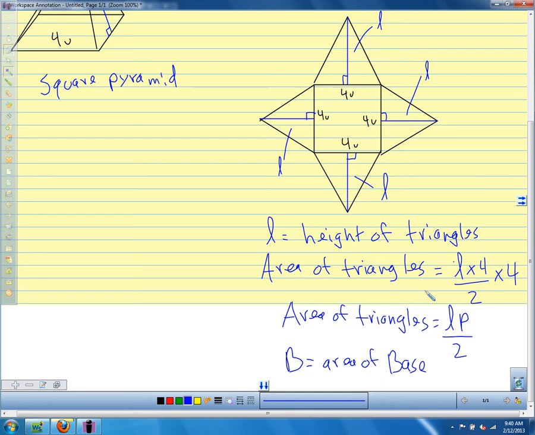So just like I said with prisms, if you can't remember what the formula is, or you can't remember how it works or what the parts are, draw a net for your pyramid and just find the area of all the pieces and add them together. And that'll give you your surface area. So finding the area of all the pieces in your net will give you the same surface area as the formula, because the formula comes from the net.